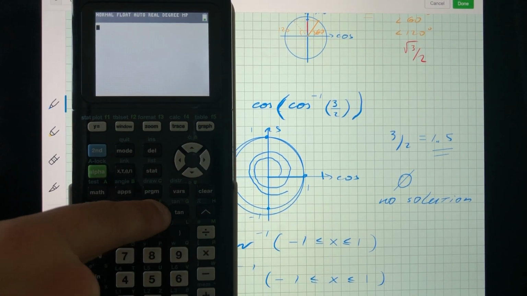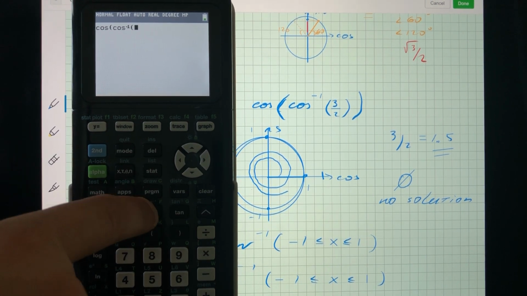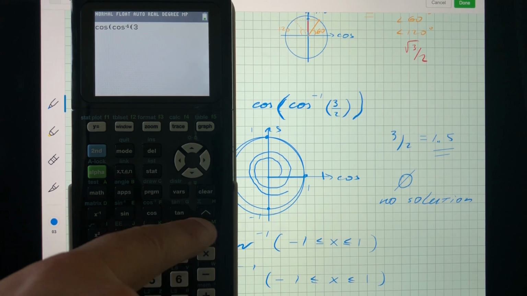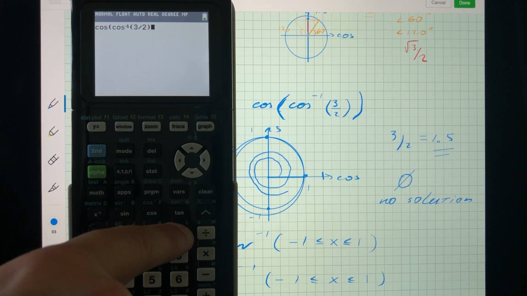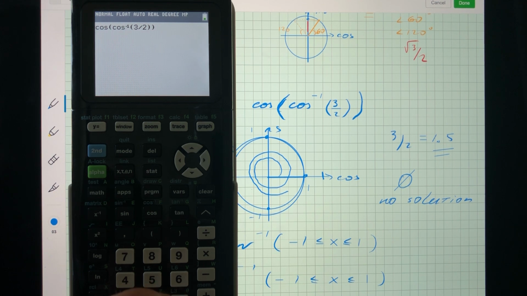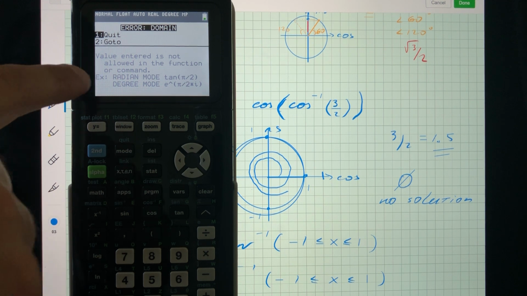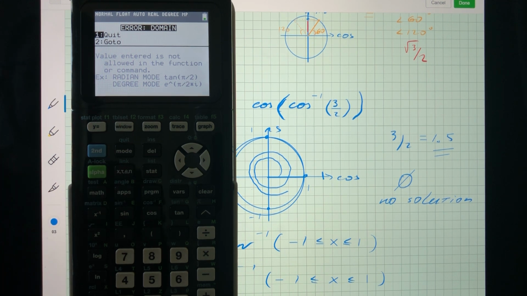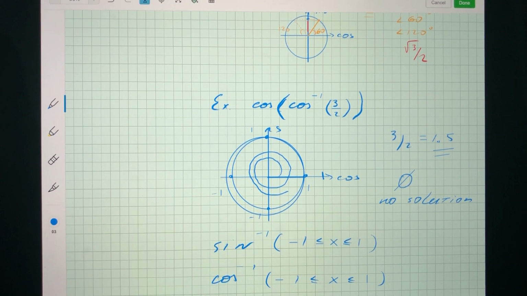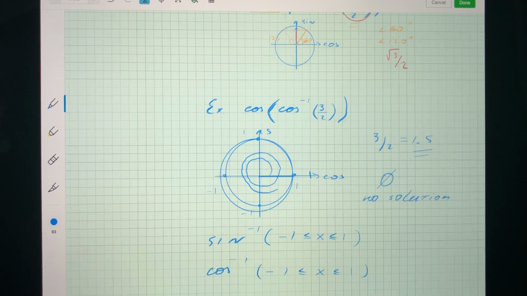We'll type in cosine inverse of 3 divided by 2, and let's see if it gives us 3 over 2 or something else. Here's the answer: error domain. That means we're trying to put something into this cosine inverse function that is not allowed, that is not valid. So the calculator gives the same answer that we have, no solution. And that's it for these examples.